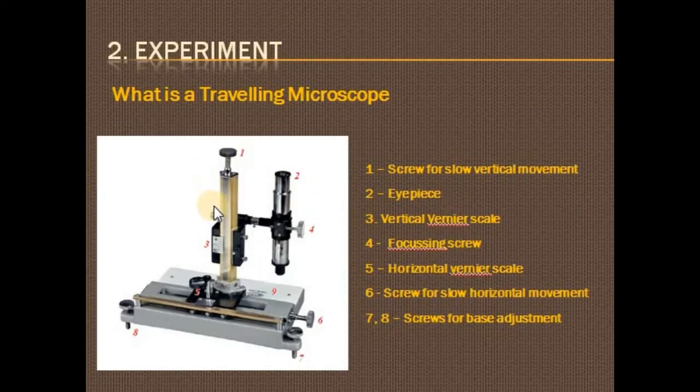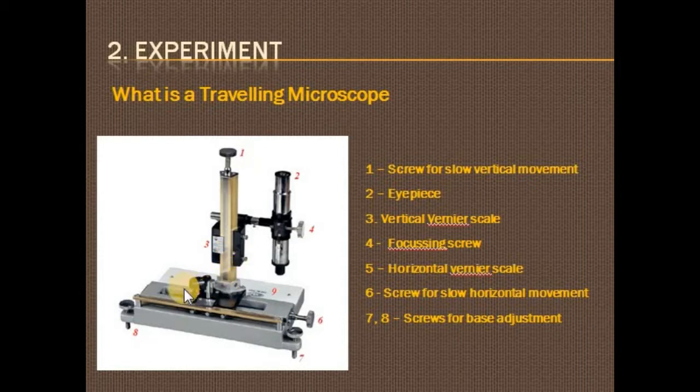So this is a photograph of a traveling microscope. This will be discussed later again. Number 1 is the screw for slow vertical movement of this vernier scale. Then 2 is the eyepiece, where you will see the object, and this 3 is the vernier scale. 4 is the focusing screw to focus the object when you view the object through this microscope.